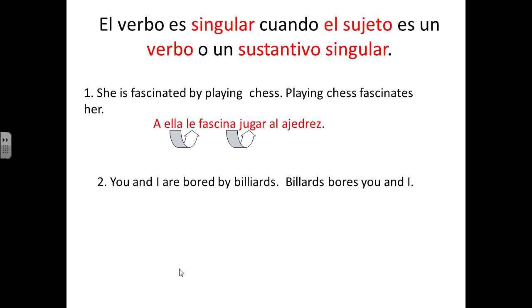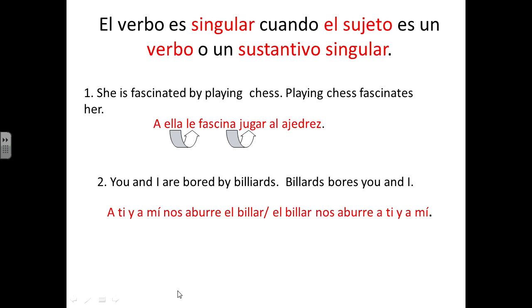So you and I are bored by billiards. Billiards bores you and I. Again, it doesn't translate directly from Spanish to English, so it's better to just try to think about it in Spanish, how you form it. A ti y a mí nos aburre el billar is one way of saying it. Or el billar nos aburre a ti y a mí.